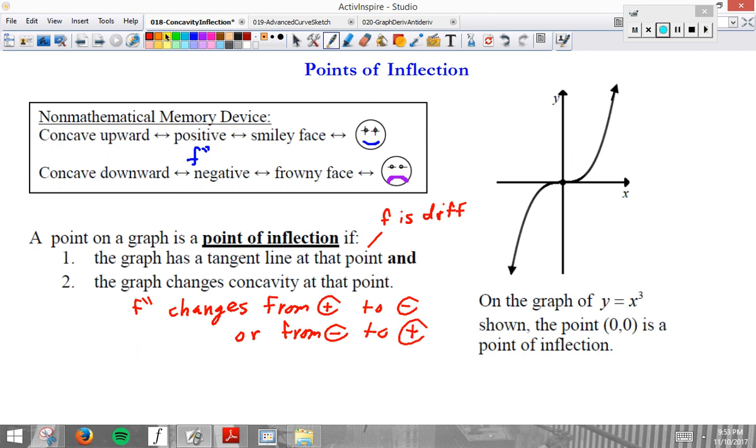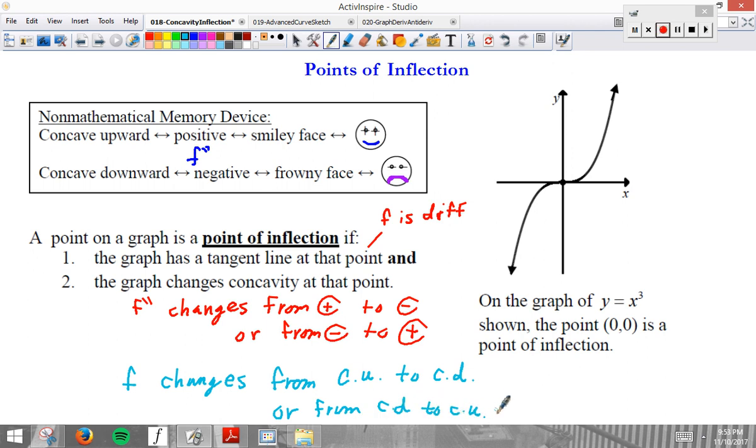which is the same as saying f changes from, and we'll use the abbreviation C.U. for concave up and C.D. for concave down, or from concave down to concave up. A third way of saying it is just f double prime changes signs.